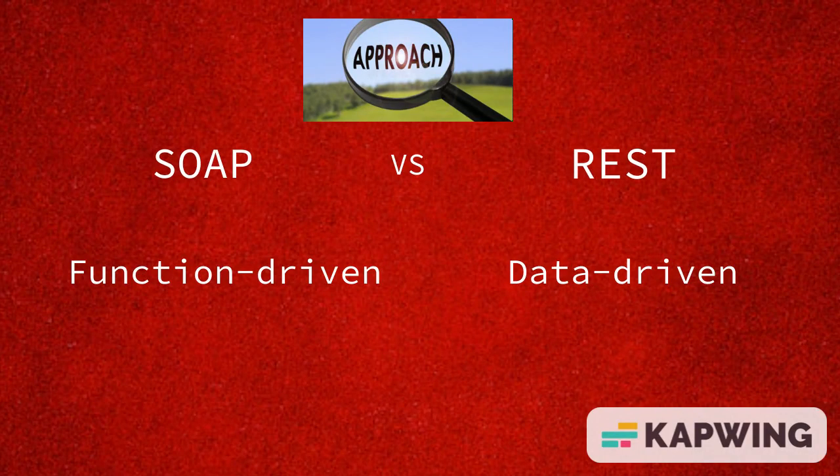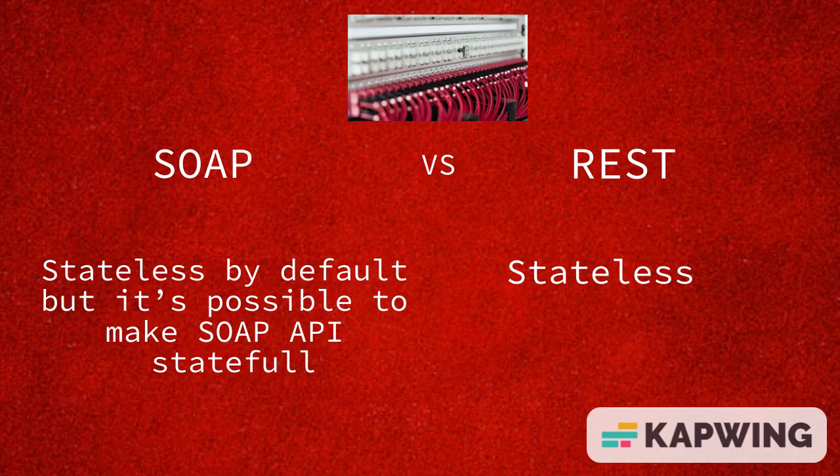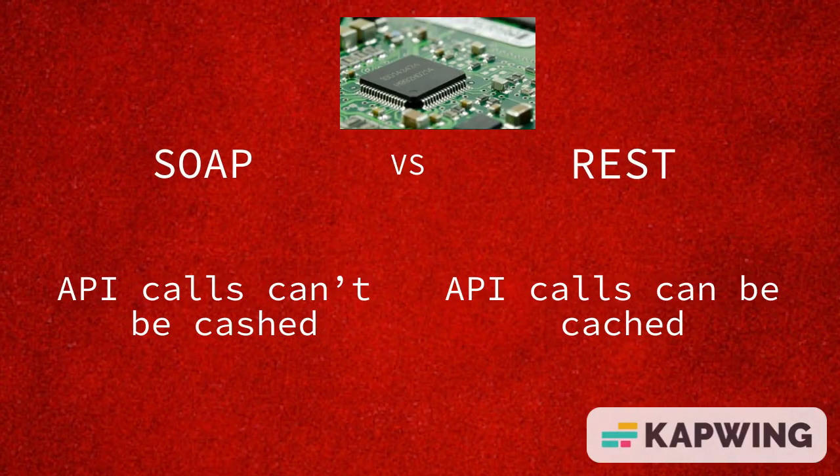Moving on to the next approach, SOAP is function driven, which means data is available at service, while on the other hand REST uses a data driven approach. It means data is available at resources. Moving on to the next point, SOAP is stateless by default, but it is possible to make a SOAP API stateful. While REST is stateless, which means no server-side connections will be occurring, of course, man. And then moving on, in SOAP, API calls cannot be cached, while in REST, API calls can be cached. Actually, it is a concept which we use when we start storing some data on the client, and which we will discuss when we'll start implementing all those stuff in practical.